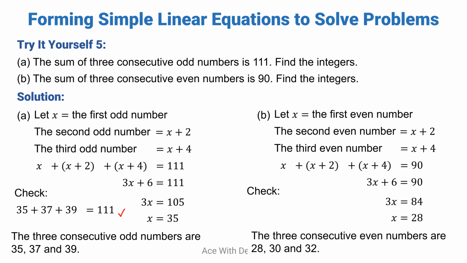And again, don't forget to check your answer. So let's add these three numbers together. 28 plus 30 plus 32. And the answer is 90, and hence the answer is correct.